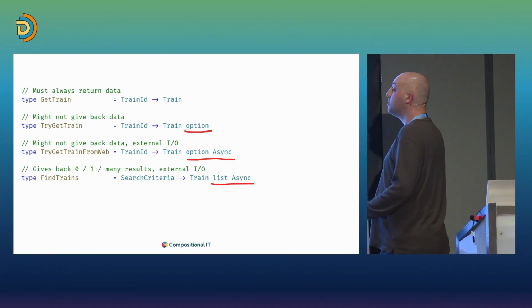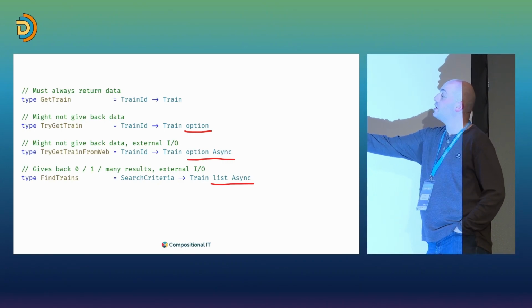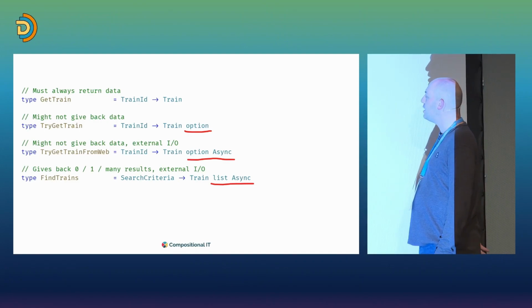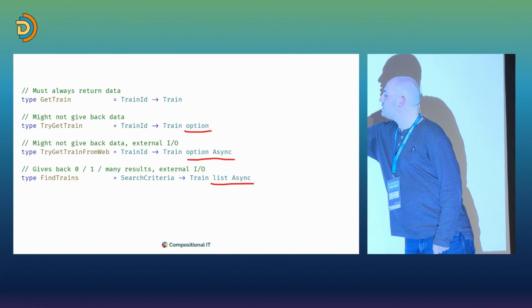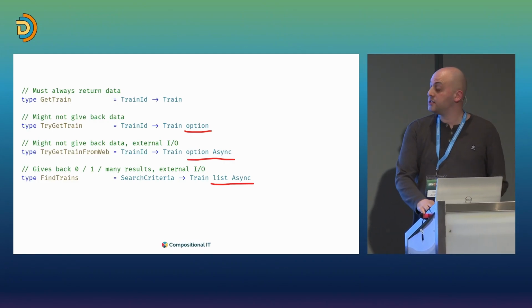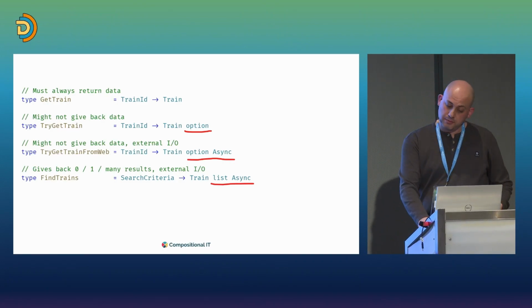What if we wanted to get back a list of trains? So you give it some search criteria to find available trains. Whatever that search criteria is, doesn't matter. We'll get back a list of trains asynchronously now. Again, just different effects, different ways of working with the same bit of data, but just variations on it.